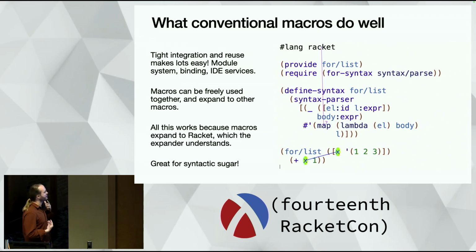So this tight integration with Racket and the macro expander's understanding of Racket makes this kind of macro definition really easy in a lot of ways. We can reuse the module system to control what parts of our DSL get exported. We can reuse the binding structure, again, by expanding to lambda. We get the IDE services for free. And we also get the fact that different extensions work together properly, right?